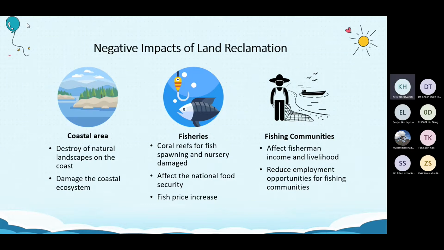When the declining fish affects national food security, the locals will not get much fish, as fish is an essential source of protein and fatty acids for the people. So it will affect national food security. The declining of fish will also cause the fish price to increase.